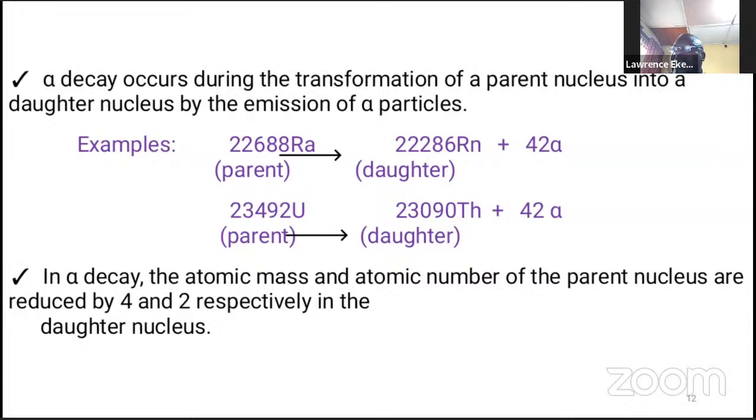As you can see in the equation, in alpha decay the mass number and the atomic number of the parent nucleus are reduced by 4 and 2 respectively in the daughter nucleus. Which means that when alpha decay occurs, the parent nucleus will lose the alpha particle. So the mass number of the parent nucleus will reduce by 4, while the atomic number will reduce by 2 to give you the daughter nucleus, with the alpha particle emitted.